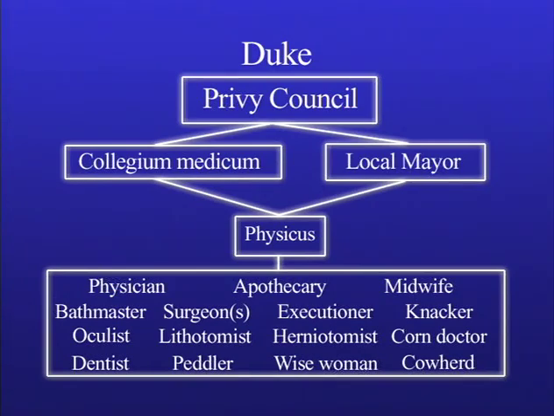So the chain of command began with the Duke or King, who had his advisory Privy Council. They in turn oversaw the medical board and, of course, had jurisdiction over the local civic government. The poor physicus was the man on the spot. He had to make sure that all the rules were followed, and yet his pay came from the local town council. Now, I haven't said much about rules yet.